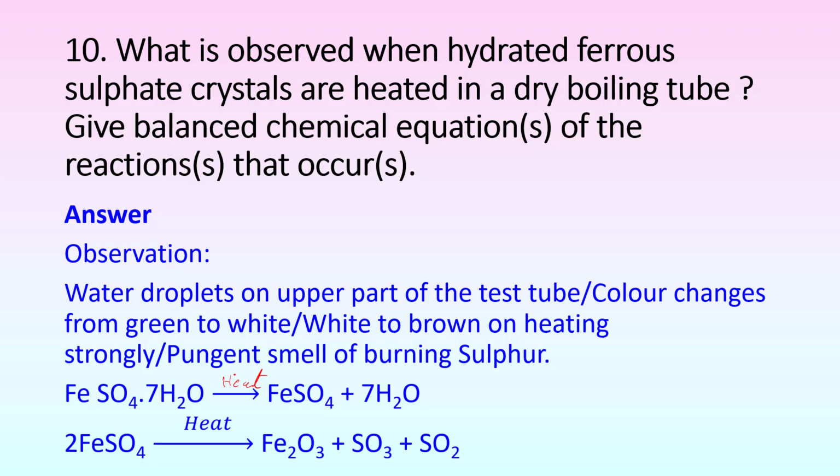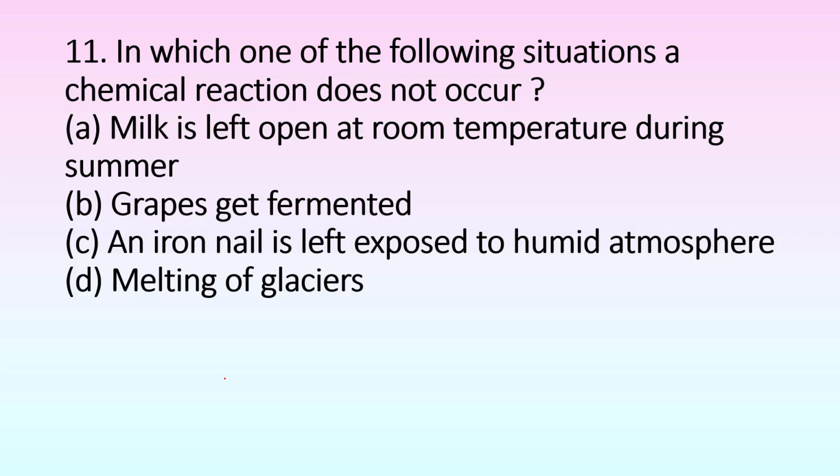Then it gives rise to FeSO4 plus 7H2O, and again FeSO4 when heated gives Fe2O3 plus SO2 plus SO3. Next, question number 11. In which one of the following situations does a chemical reaction not occur?